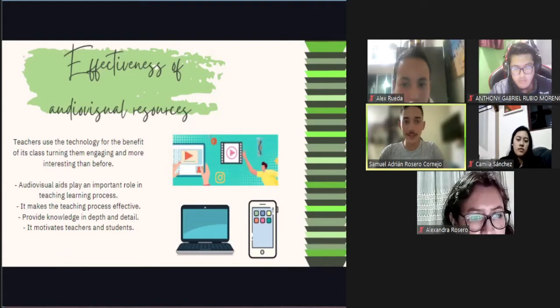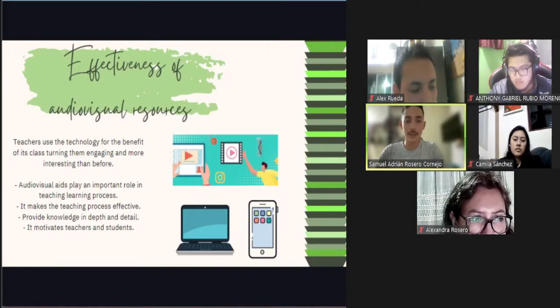As my partner said at the beginning, he mentioned some examples of what audiovisual resources are. And we can see in the picture that smartphones, laptops, media, cameras, and any kind of digital resources are audiovisual resources. And here we have a text that says, the teacher used the technology for the benefit of his classes, making them more engaging and interesting than before.